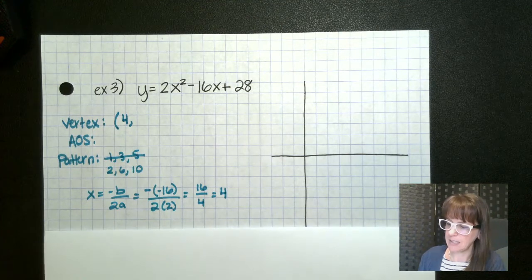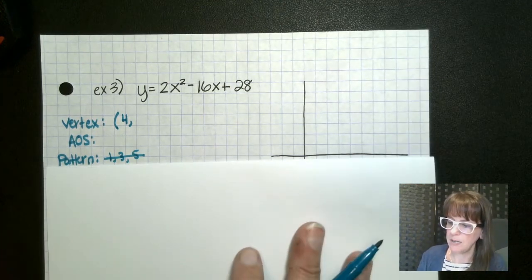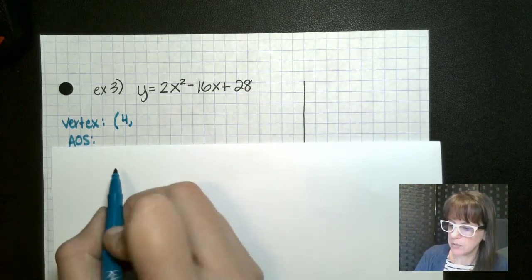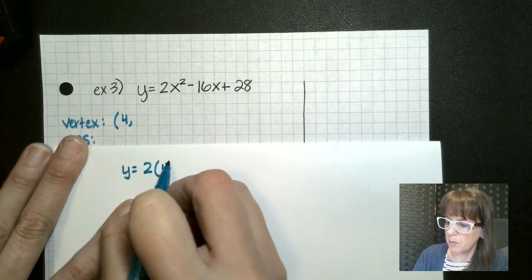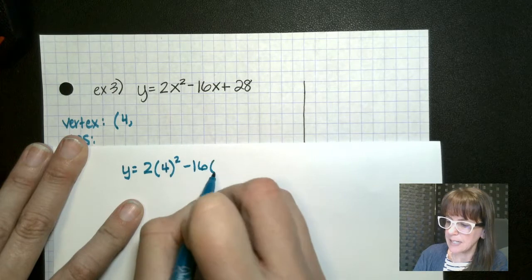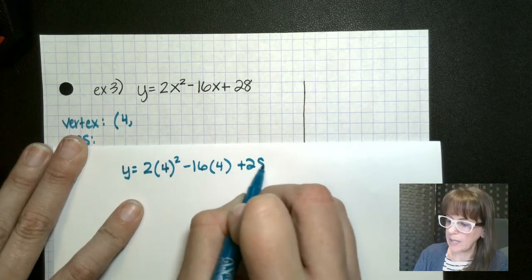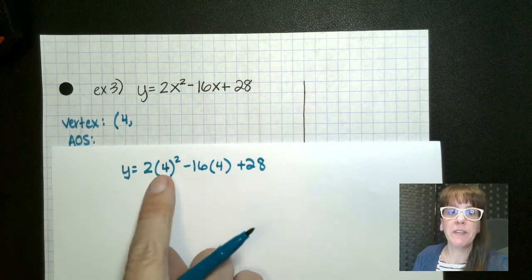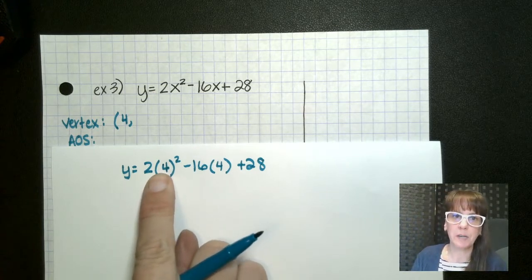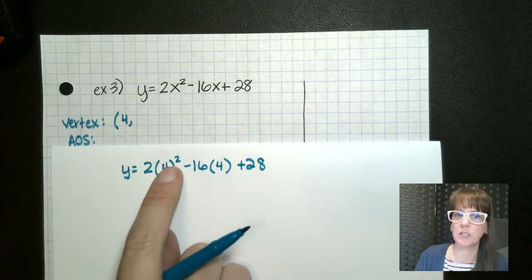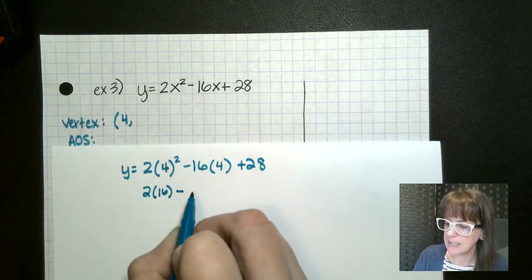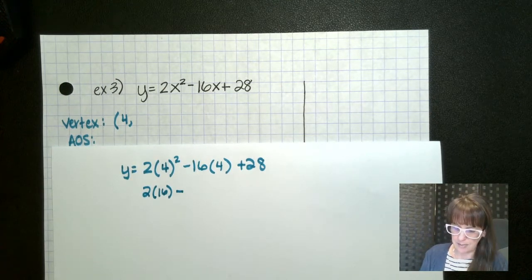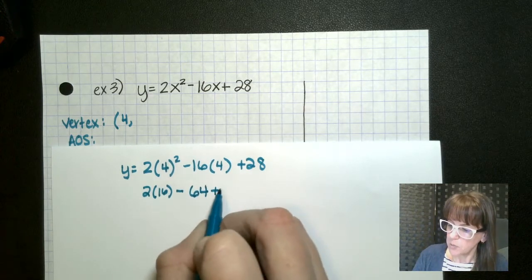So if we take this guy, we'll use it right here so that you can see. We come back up to here, so we say y equals 2 times 4 squared minus 16 times 4 plus 28. All right, be very careful here. You don't want to do 2 times 4 and then square it. No, you got to square first. So we have 2 times 16 minus, now 16 times 4 will give you 64 plus 28.